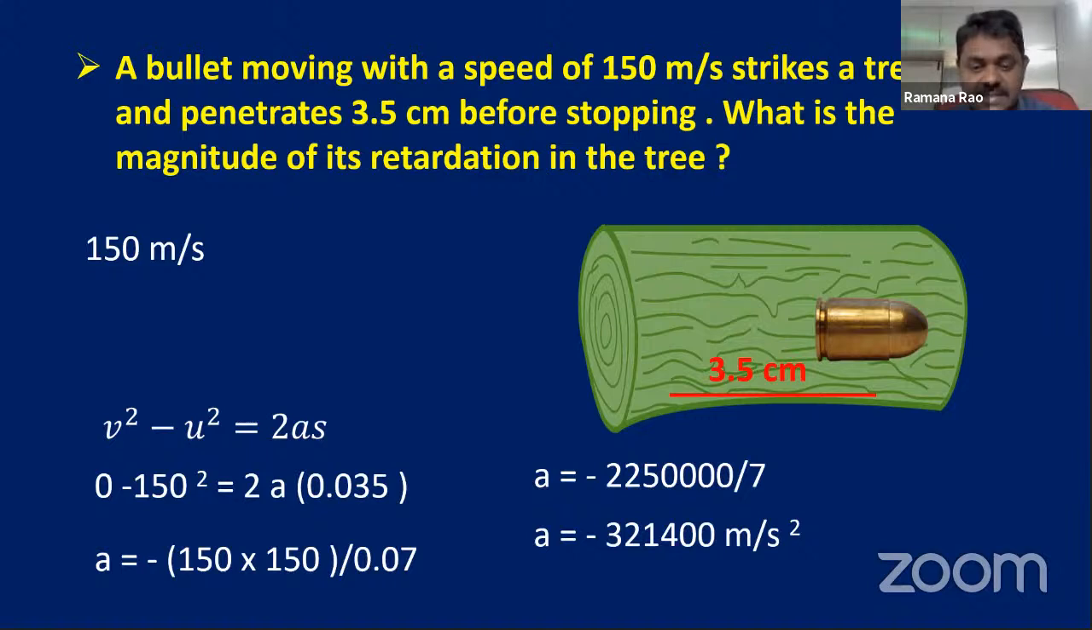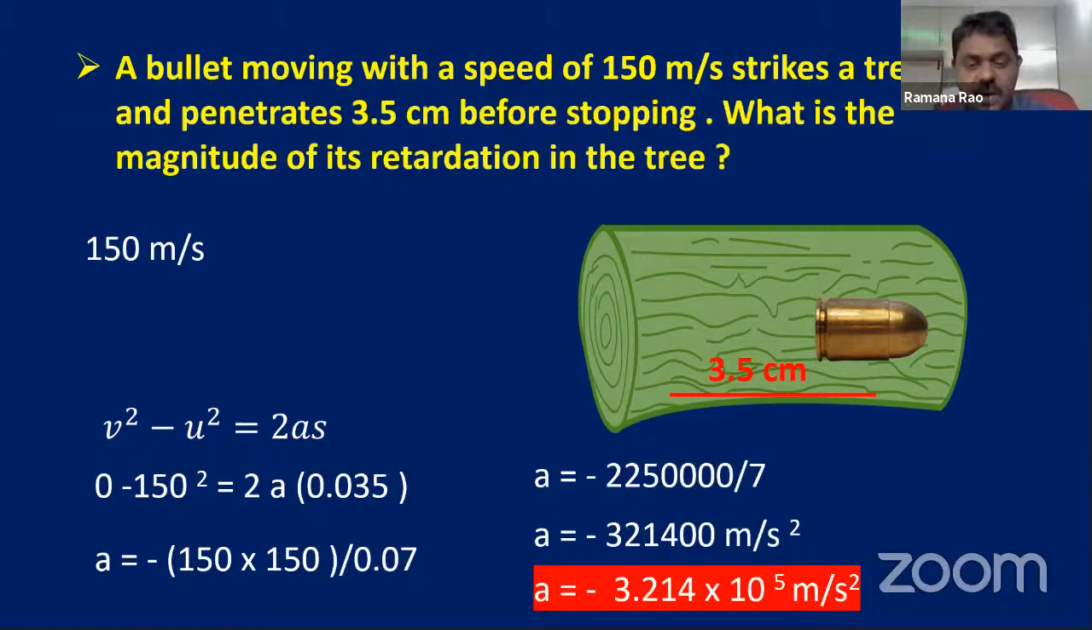So acceleration is 321,400 meter per second square. You know how to mention a number in the standard form. So a is equal to minus 3.214 into 10 power 5 meter per second square. So we got a negative sign. The negative sign indicates that it is retardation.